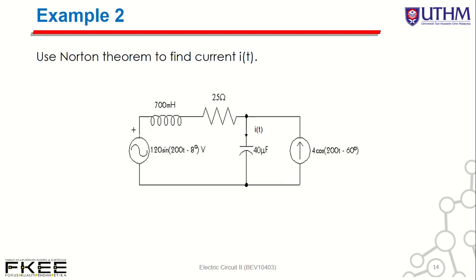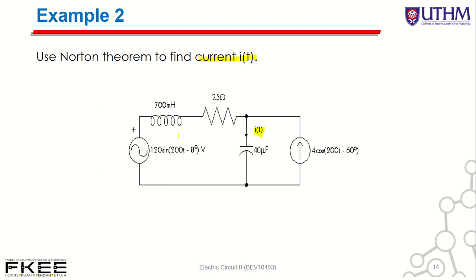Look at the example. Use Norton's theorem to find current IT. You have a circuit, and you need to find this IT by using Norton's theorem. So you have a current source here, and then you have a voltage source, and then you have an L and an R. So how to apply Norton's theorem for solving IT?